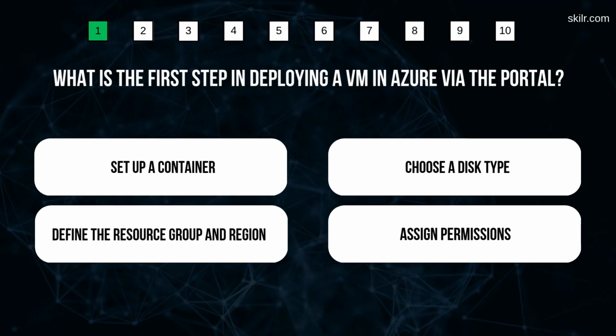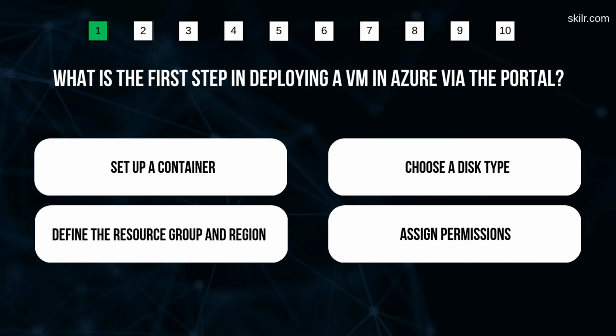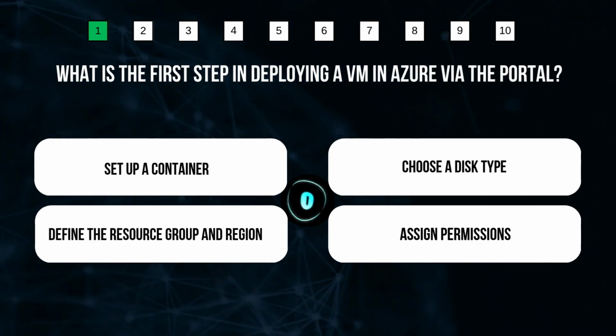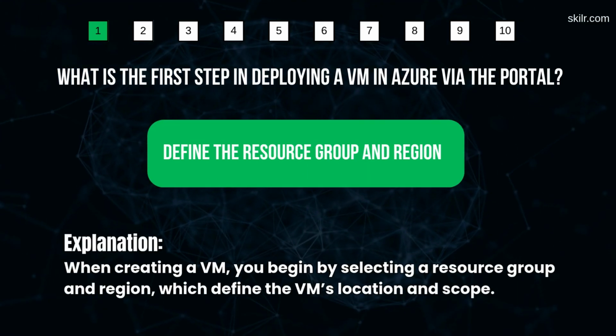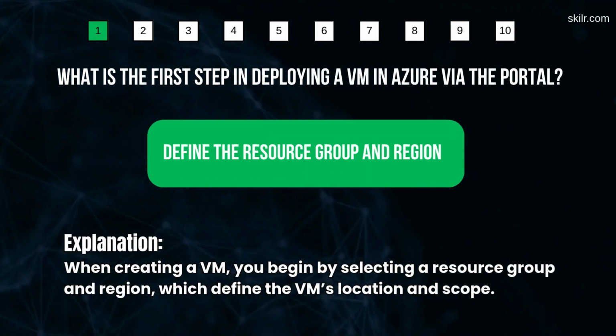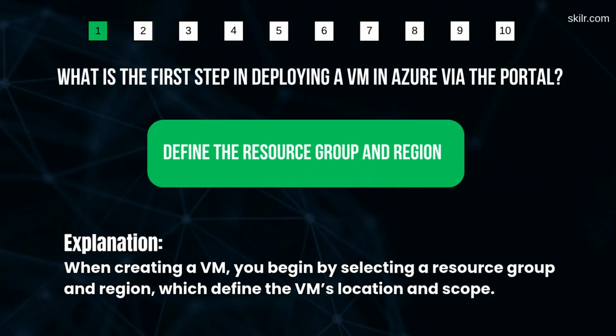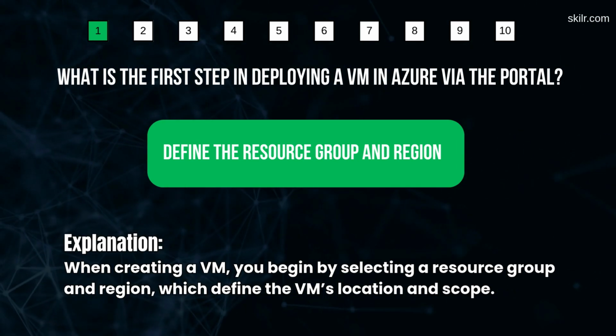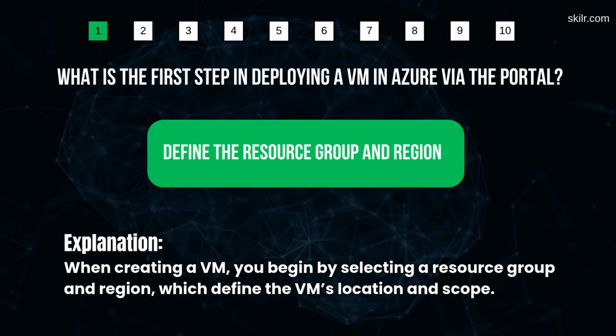Question 1. What is the first step in deploying a VM in Azure via the portal? The correct answer is define the resource group and region. When creating a VM, you begin by selecting a resource group and region, which define the VM's location and scope.